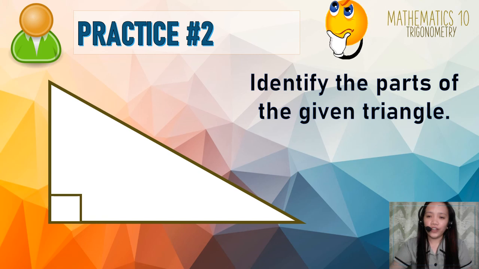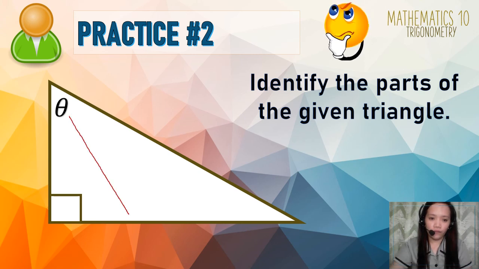Next, identify the parts of the given triangle. So, for example, this is our theta. First, you look at the opposite side of theta. So, you can see we have this. This is the opposite side of theta. So, this is considered the opposite side.